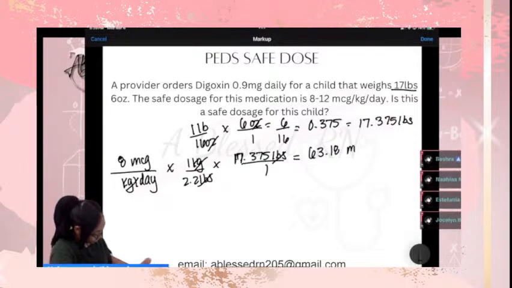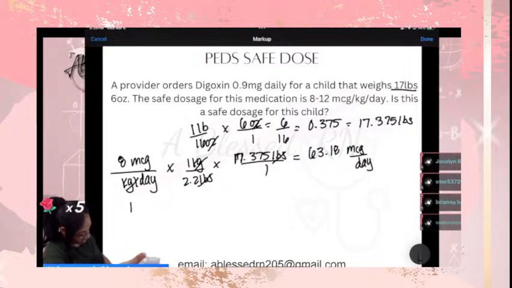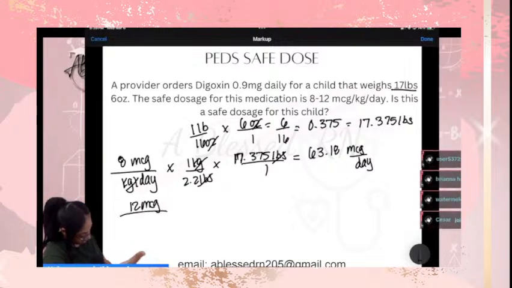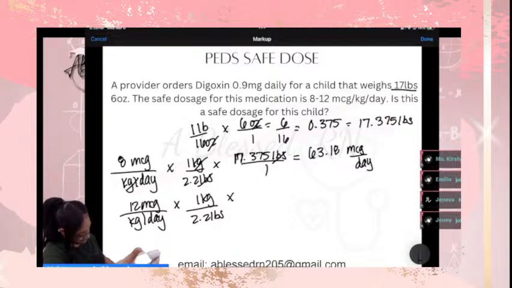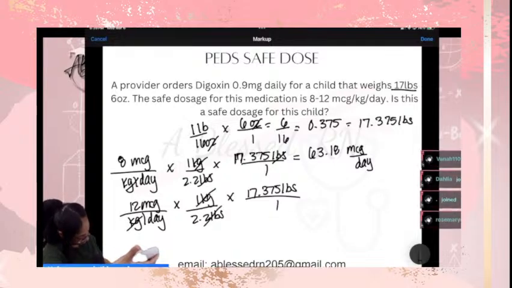So micrograms per day. The most that they can get would be the 12 mics per kg per day. 1 kg is 2.2 pounds, and then 17.375 pounds over 1. Kilograms cross out, pounds cross out.